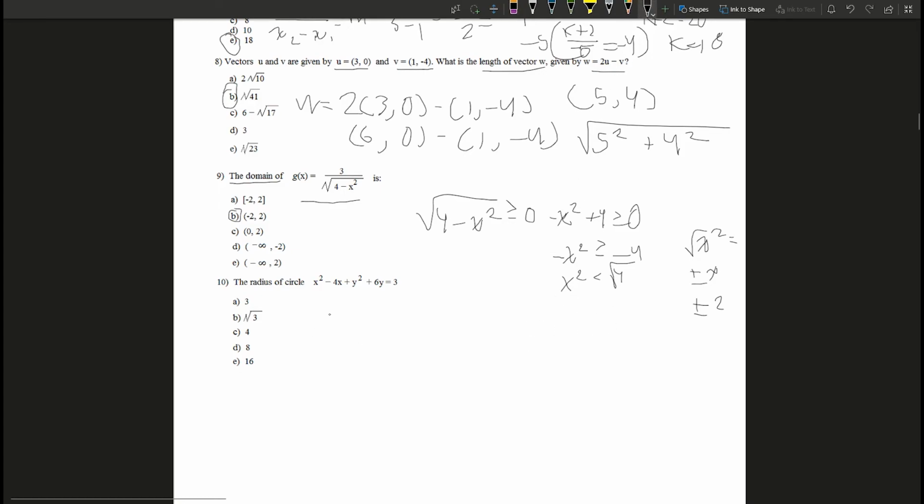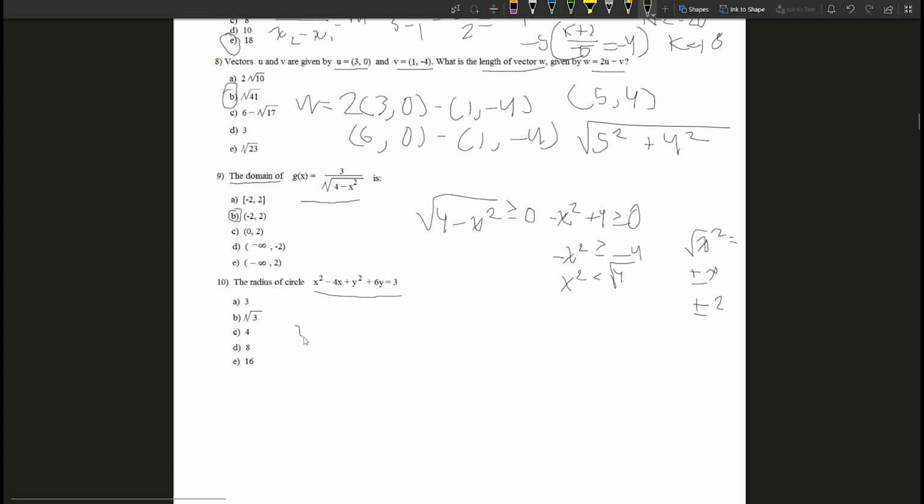Okay. The radius of circle x squared minus 4x plus y squared plus 6y equals 3. Okay. So what we're going to want to do here is complete the square, and it's already pretty much set up for us. All we need to do is add the constants.